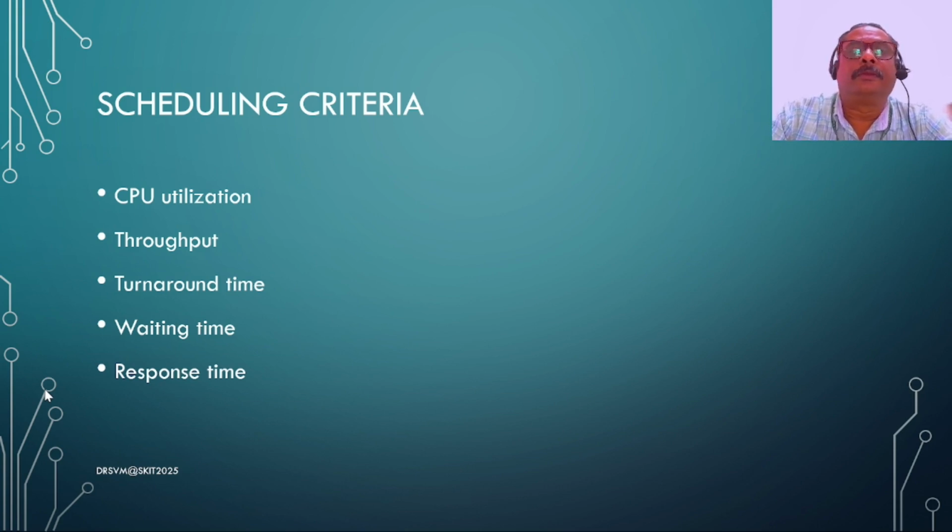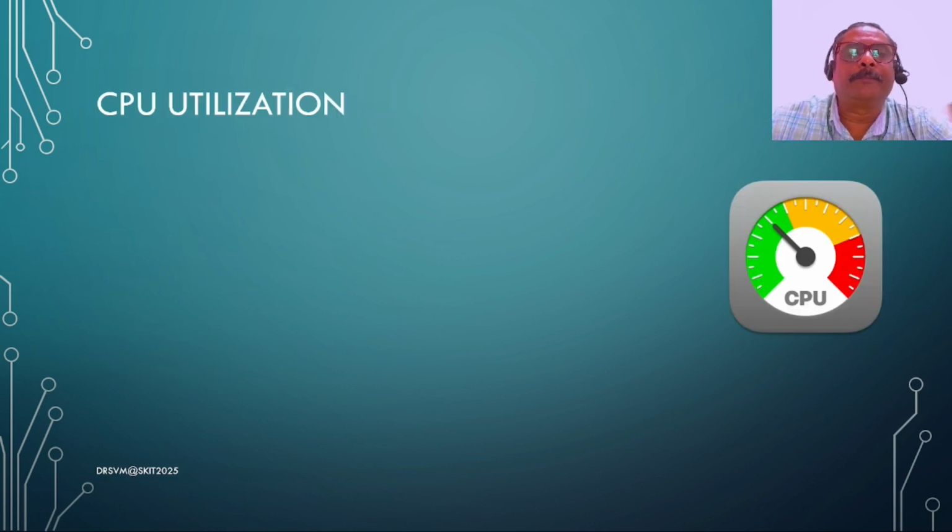Now we are into CPU scheduling, and let's see the various criteria on which CPU scheduling can be accounted for. They are CPU utilization, throughput, turnaround time, waiting time, response time, and so on. So let's see one by one what they mean and how they are influenced by the scheduling.